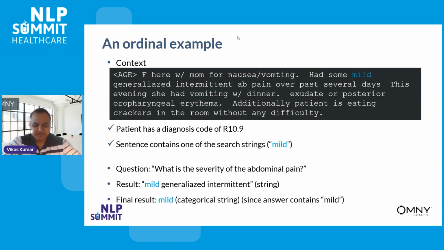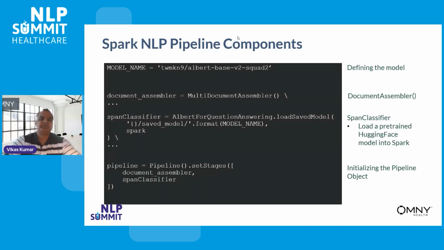And so on the next slide, we have some of the components of our Spark NLP pipeline. Now that we've gone through some examples, the next step is to write some code. This slide is for all the Spark NLP users who would like to know how we set up our pipeline. Our pipeline is just a simple one that consists of two components. The first component is a document assembler, and the second component is a span classifier, which is just another word for question answering. Note that the load saved model function allows you to load a pre-trained model from Hugging Face that you've already downloaded and use it with Spark NLP. And that's what we've done here.